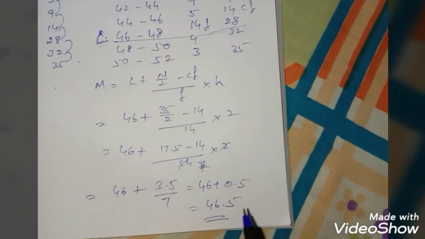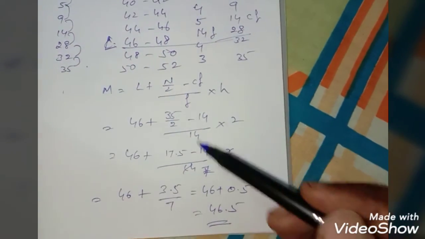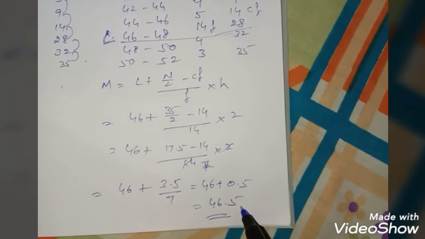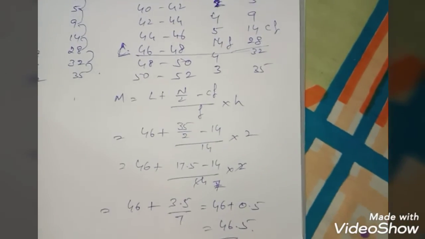So in the graph we got 46.5, and verifying by the formula also, we got 46.5. Hope you have understood all these problems.